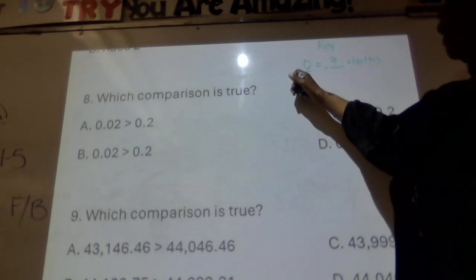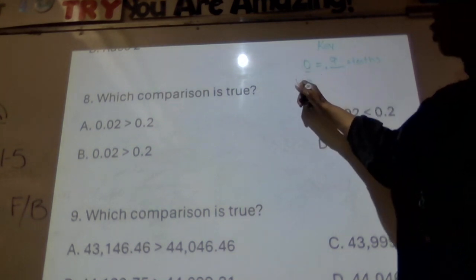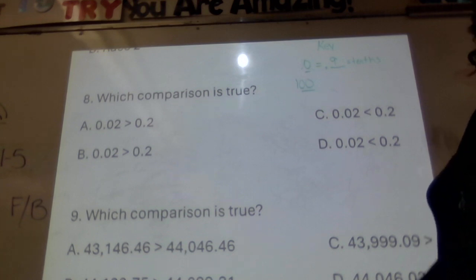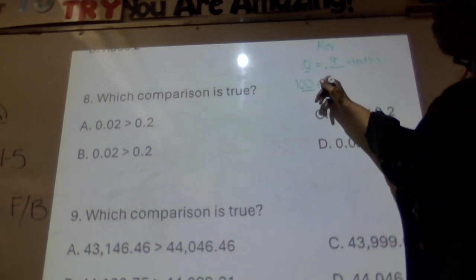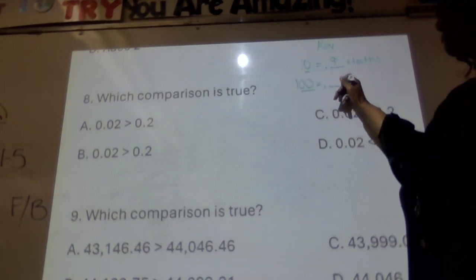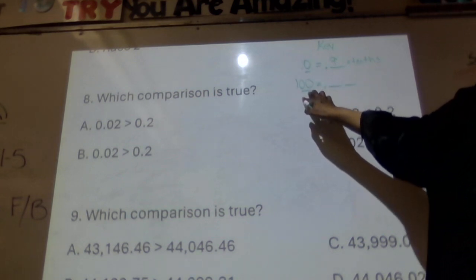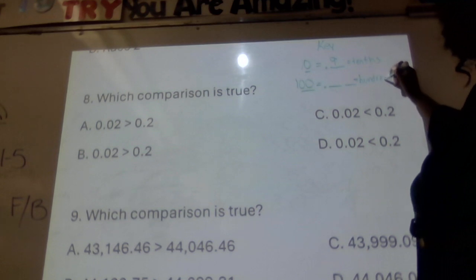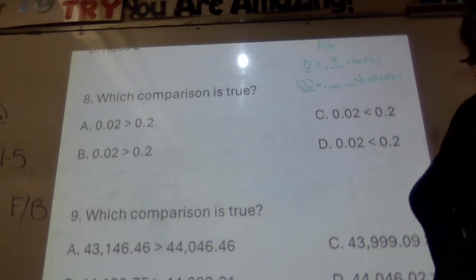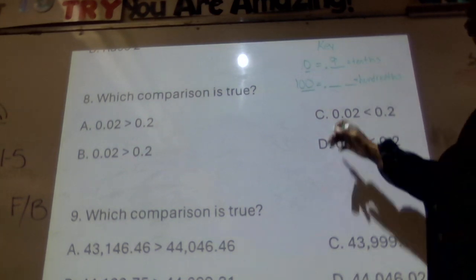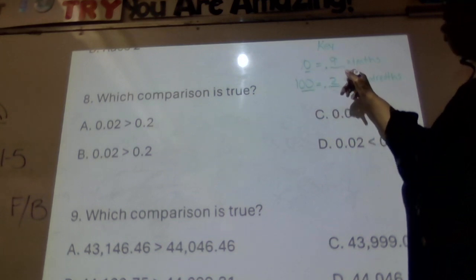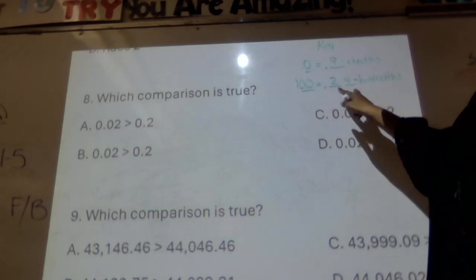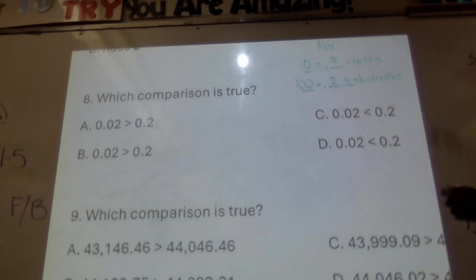Okay, now we have the number 100. There are 2 zeros in 100. So I will have a decimal and 2 lines, which represents the 2 spaces for the 2 zeros, equals hundredths. So for example, if I wanted to say 24 hundredths, I know it's hundredths because it's 2 numbers past the decimal.